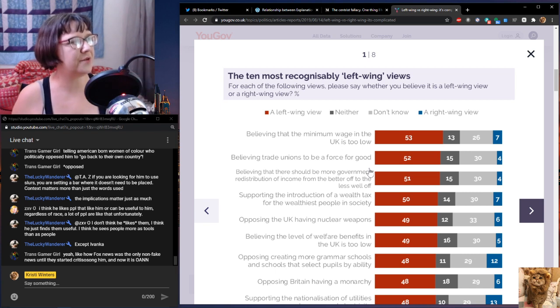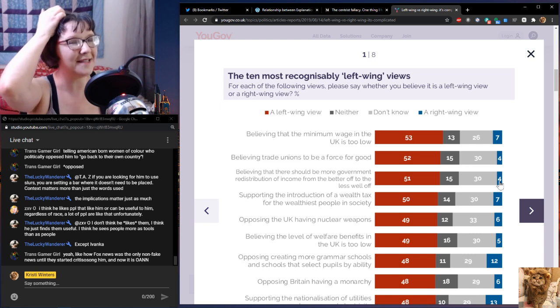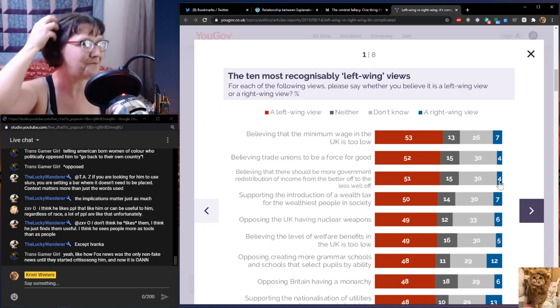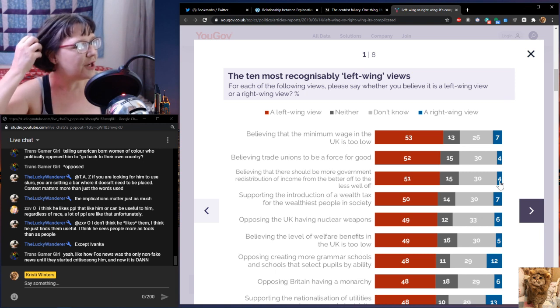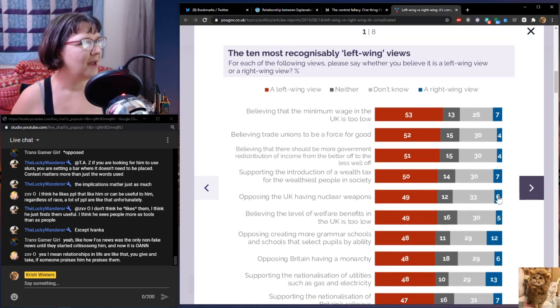So the most left-wing, the popular left-wing thing is believing the minimum wage in the UK is too low. Next is believing trade unions to be a force for good. Believing there should be more government redistribution of income from the better off to the less well off. 4% of people thought that was a right-wing view. 30% of people didn't know, and 15% said it was neither. Supporting the introduction of a wealth tax for the wealthiest people in society.